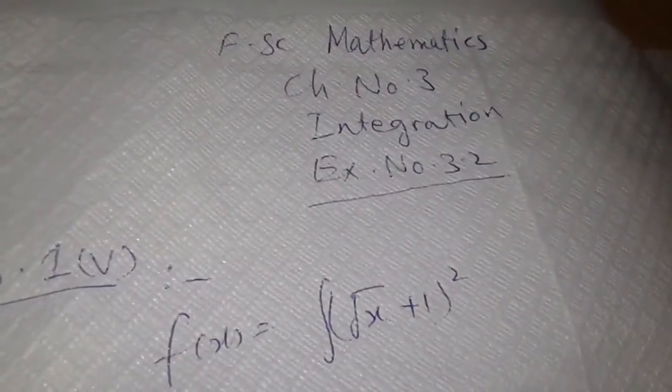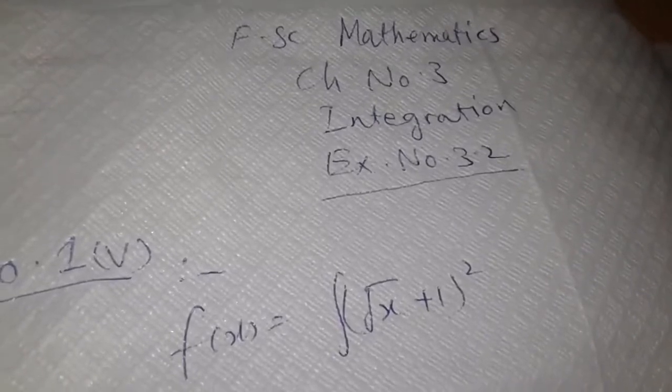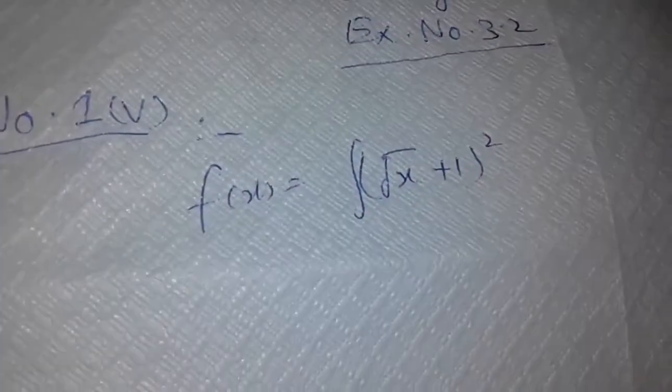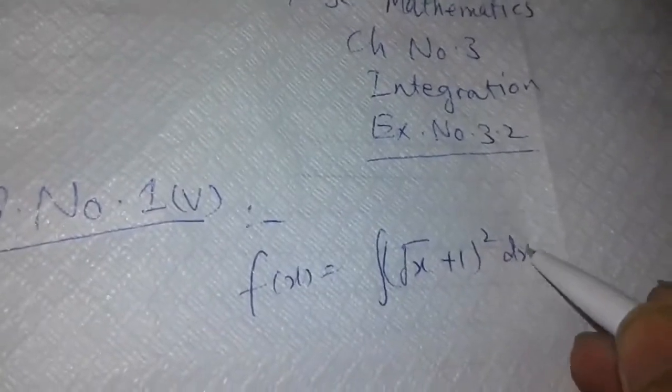Students, how are you? Today we will start F.Sc Mathematics chapter number 3, integration, exercise 3.2, question number 1, fifth part. The given function f of x is equal to the integral of (under root x plus 1) whole square into dx.